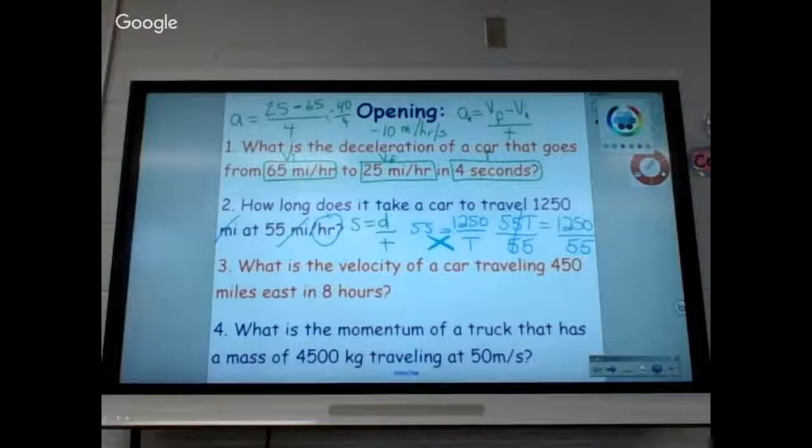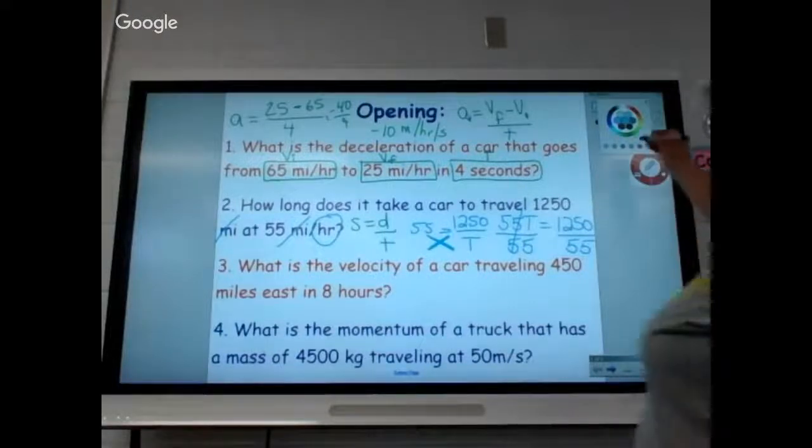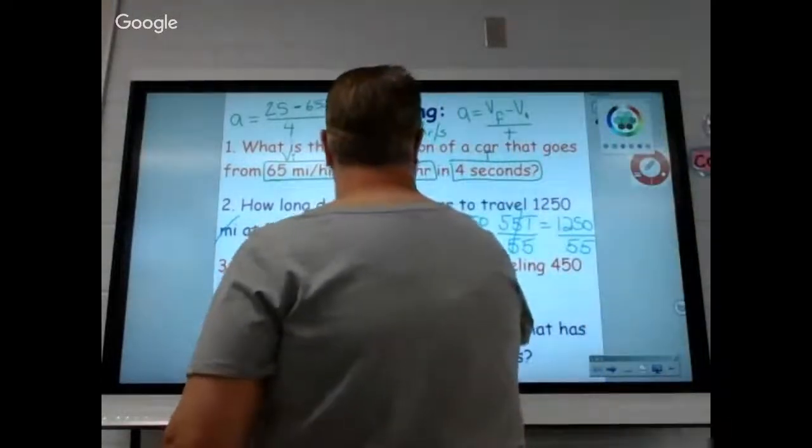All right, so number 3, it's asking for velocity. Nathan, what's the velocity formula? We just talked about it. It's on your yellow card. Where's your yellow card? Pull it out. Nathan, what's the velocity formula? Distance over time. All right, so velocity equals distance over time.